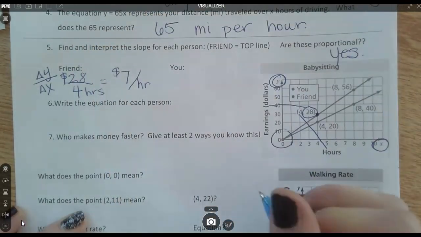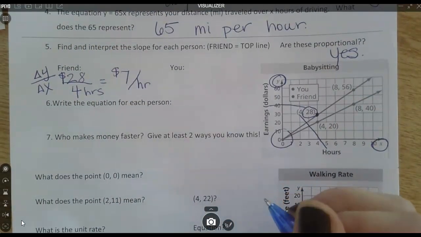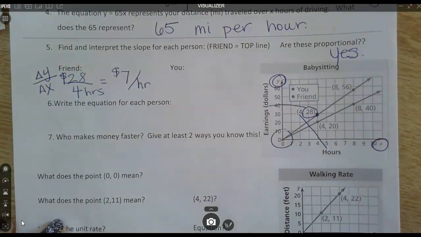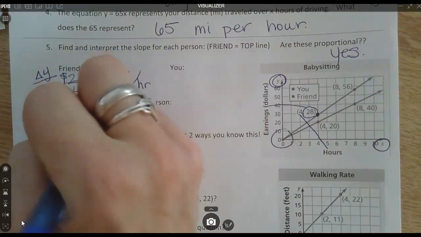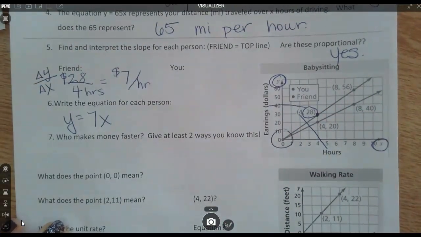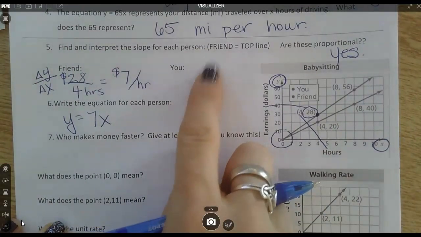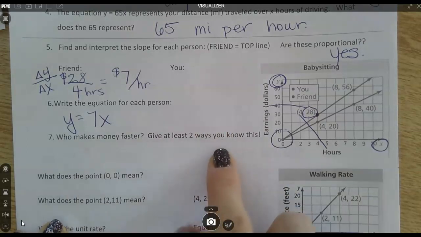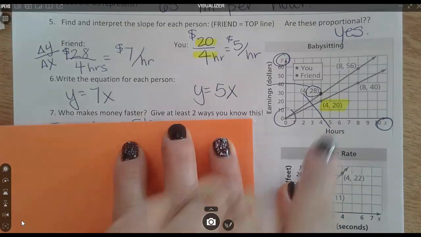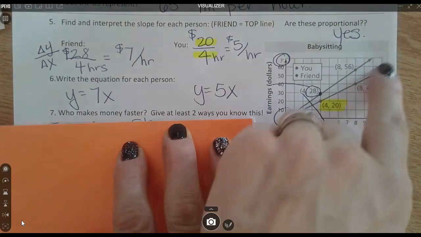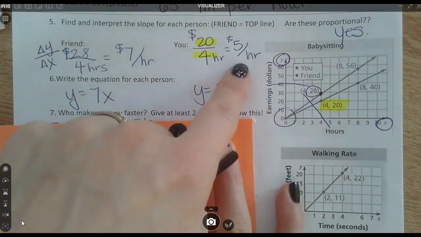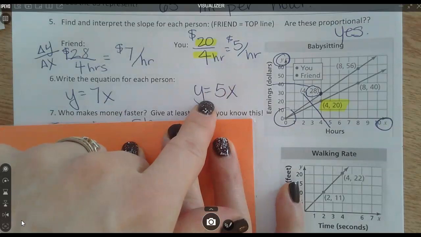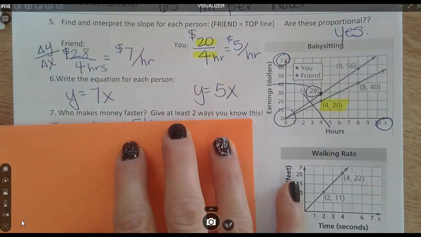That's something we've already been able to do, right? We could find that rate from a graph, and then I could write the equation, y equals 7x. So I want you to pause and you do your rate and equation, and then we'll talk about who's faster. Okay, so I used a point from my line, the bottom line, to get a rate of $5 an hour. And there's my equation.